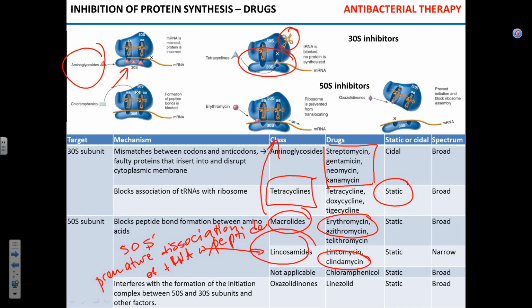And the last drug that I want to mention in this particular group is chloramphenicol. So chloramphenicol prevents the formation of the peptide bond between the incoming amino acid and the growing polypeptide chain. So it's an inhibitor of peptidyl transferase, the official name for it.